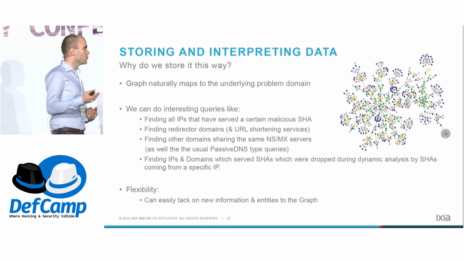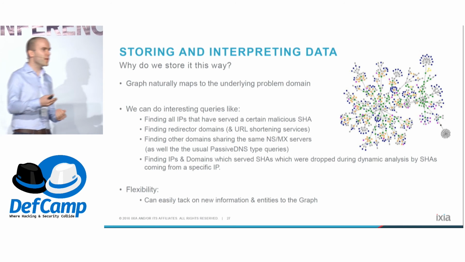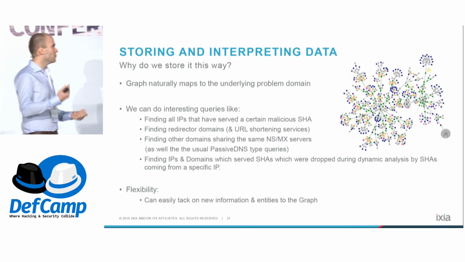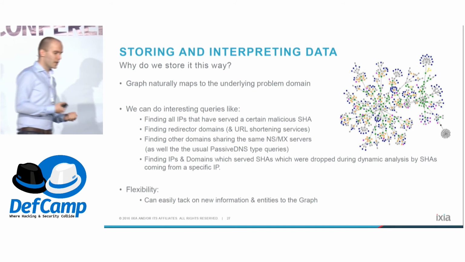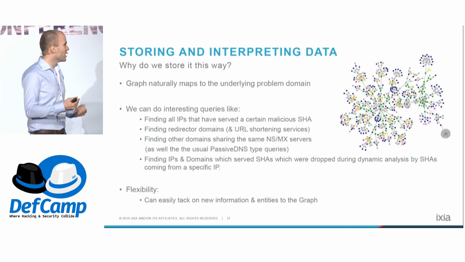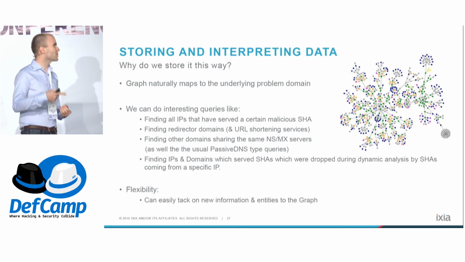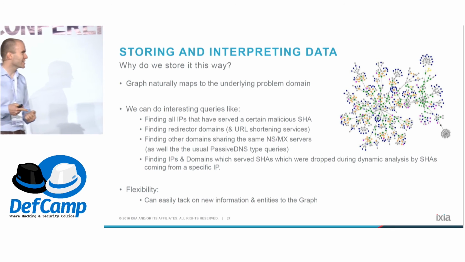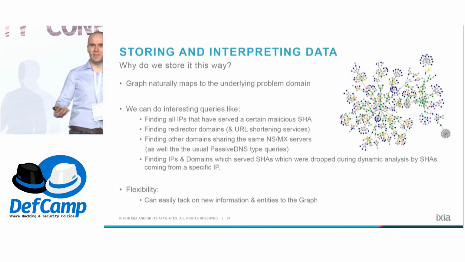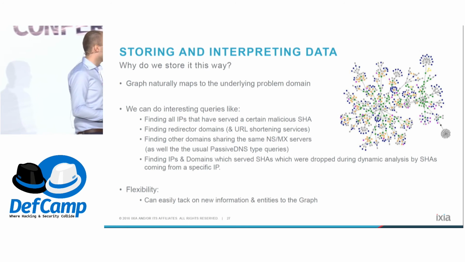Of course, you can also do the passive DNS queries, like finding all of the domains that are hosted on an IP and all of the IPs connected to a domain. So you can do both queries pretty easily in the graph. And one complicated query, and I'll let you digest this, finding IPs and domains which served SHAs which were dropped by dynamic analysis by SHAs coming from a specific IP. So this is kind of the power you get by using a graph database, at least for threat intelligence.